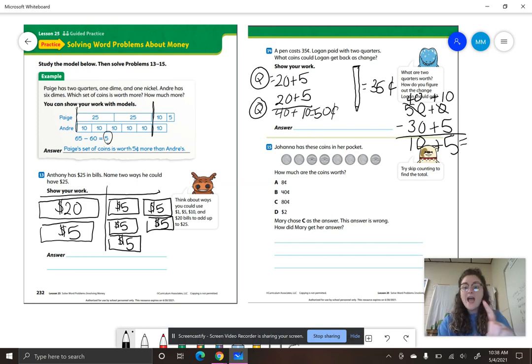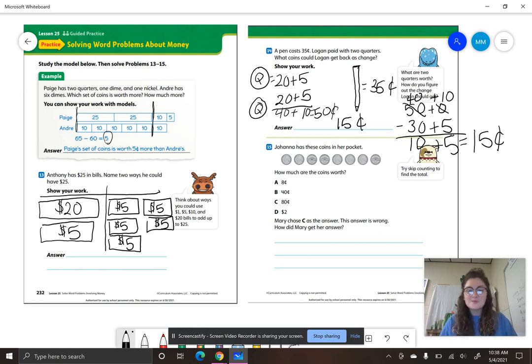So how much change should Logan get back, Smarties? 10 plus 5 would be 15 cents. So Logan should get back 15 cents. So Smarties, we had to solve a 2-step word problem. And look at what I did to make sure that I knew what was going on. I made sure to draw pictures to help me figure that problem out.